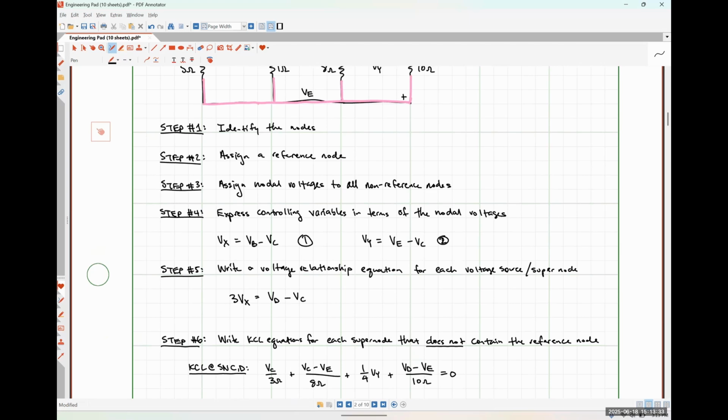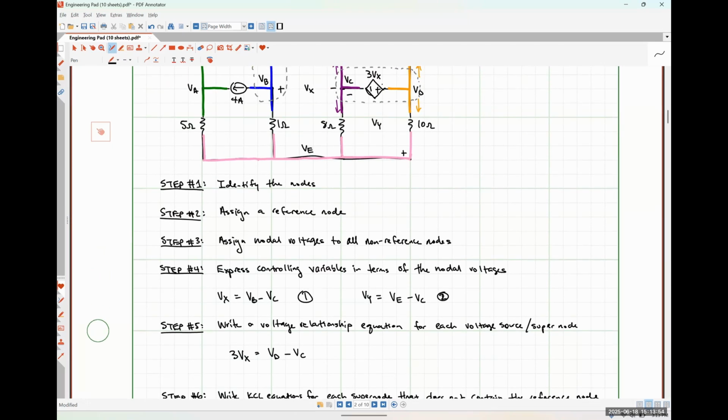So we're going to write our voltage relationship equations in the exact same way that we wrote these controlling variable equations for voltages. It's just whatever nodal voltage is at the positive polarity terminal minus whatever nodal voltage is at the negative polarity terminal. So we have 3Vx of voltage being provided by the source, and that is equal to Vd minus Vc.